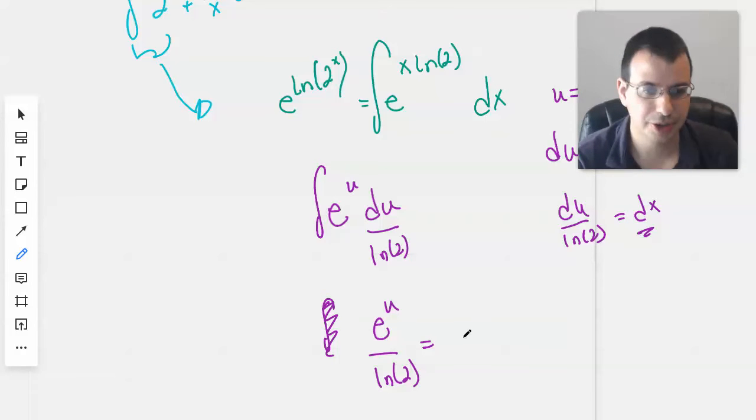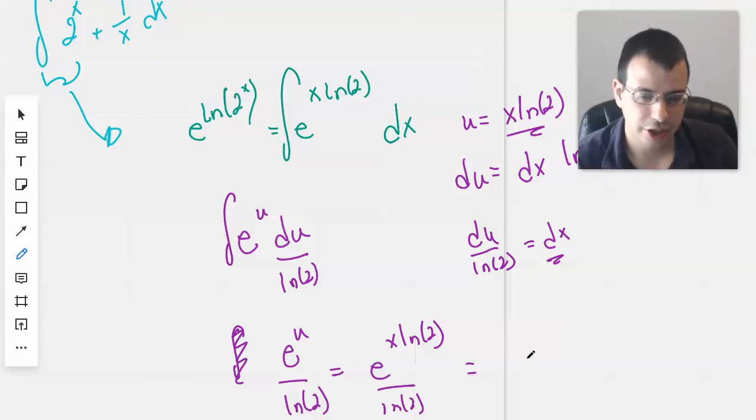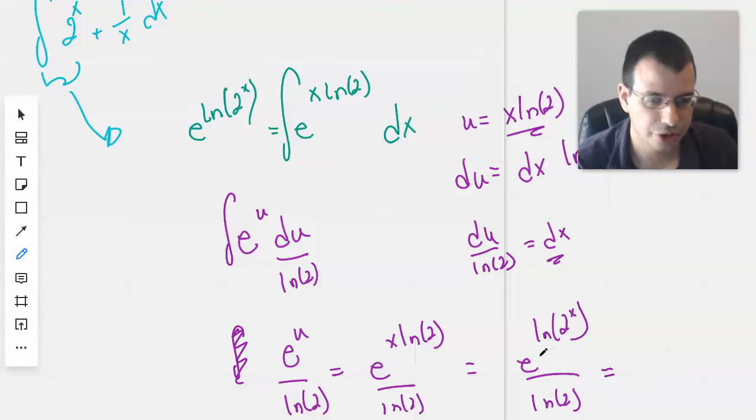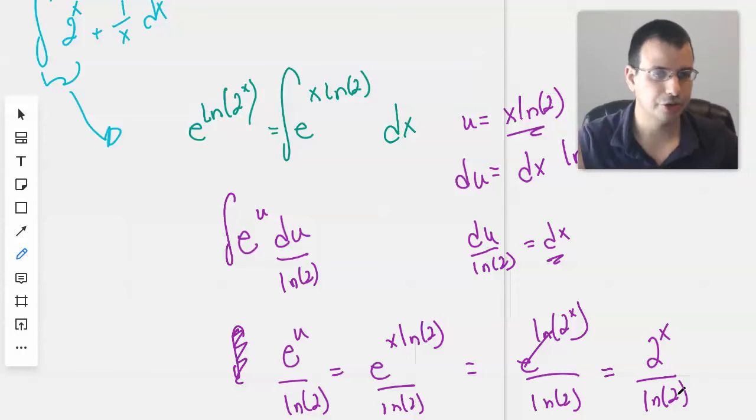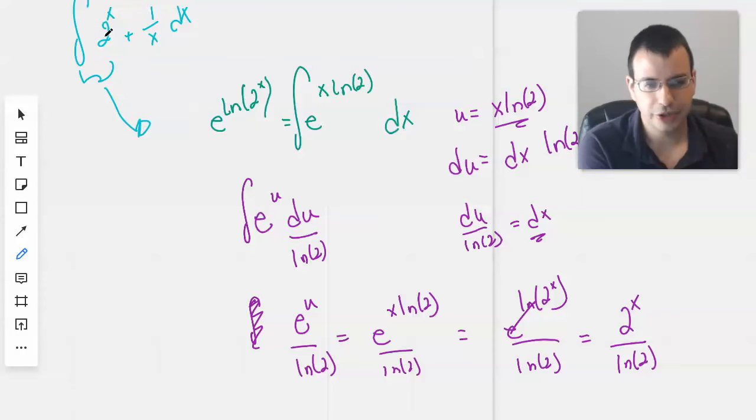And then substituting back in the x ln of 2, we have e to the x natural log of 2 over natural log of 2, which equals e to the natural log of 2 to the x all over natural log of 2, which equals, those cancel out, and we have 2 to the x over natural log of 2. Now you can memorize this or not. What I'm saying is you can memorize that the integral of 2 to the x is 2 to the x over natural log of 2.